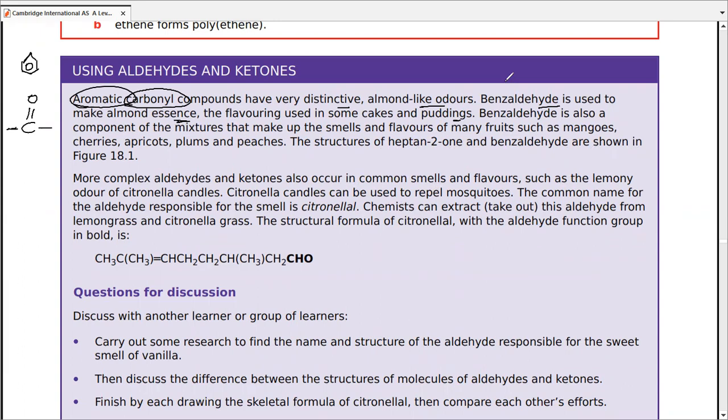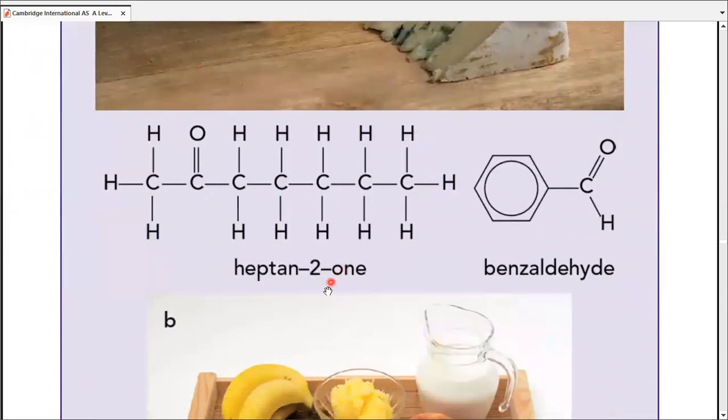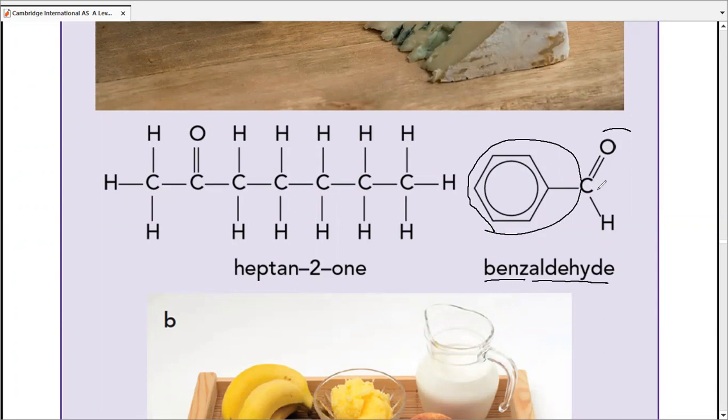Okay, where are they, by the way? Benzaldehyde, yeah, there they are. So this is heptan-2-one, and this one is benzaldehyde. Now, as the name suggests, benzaldehyde, the name comes from benzene, this entire six-membered carbon ring, and then there is aldehyde. Aldehyde represents this exact specific part.